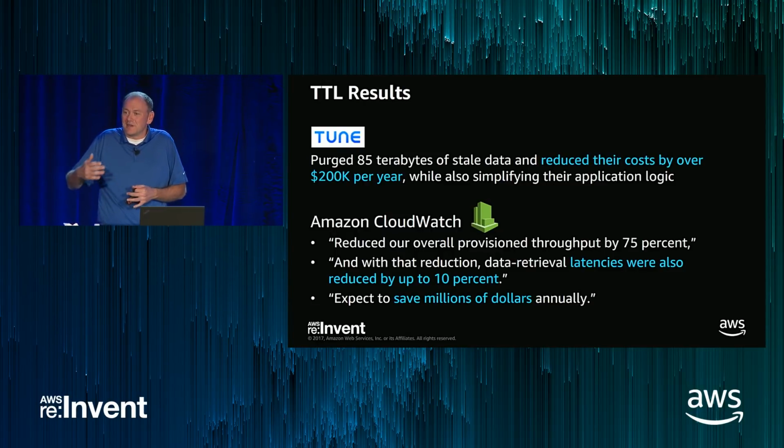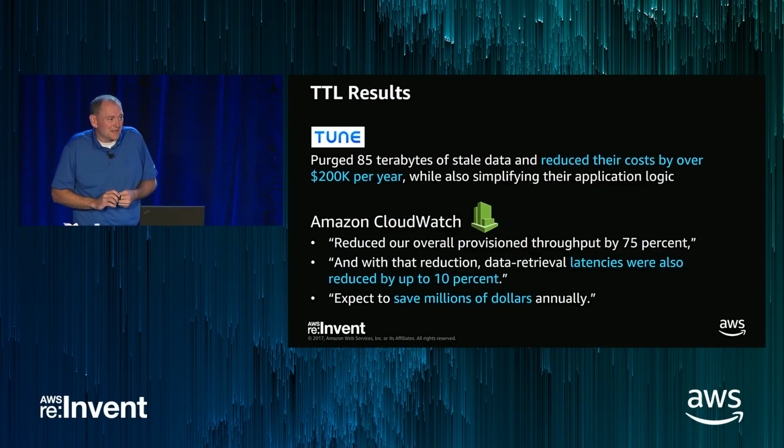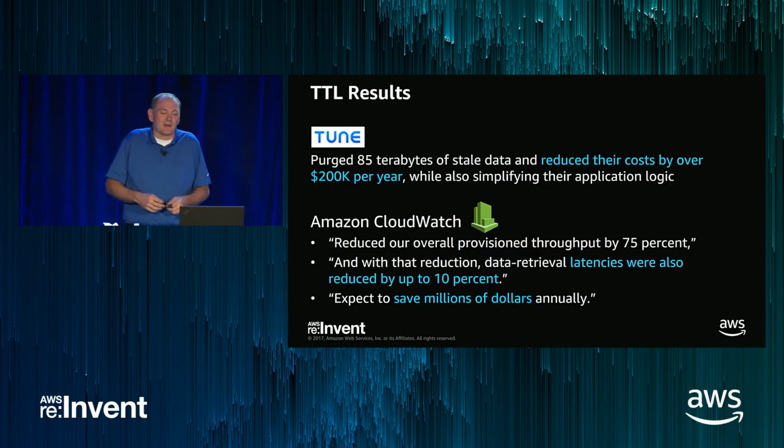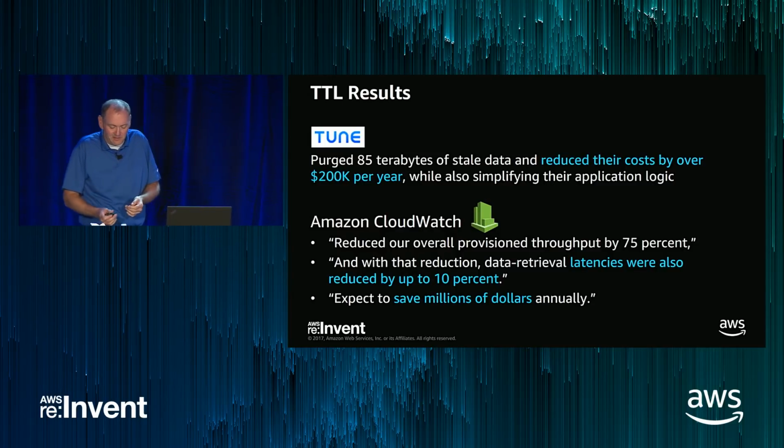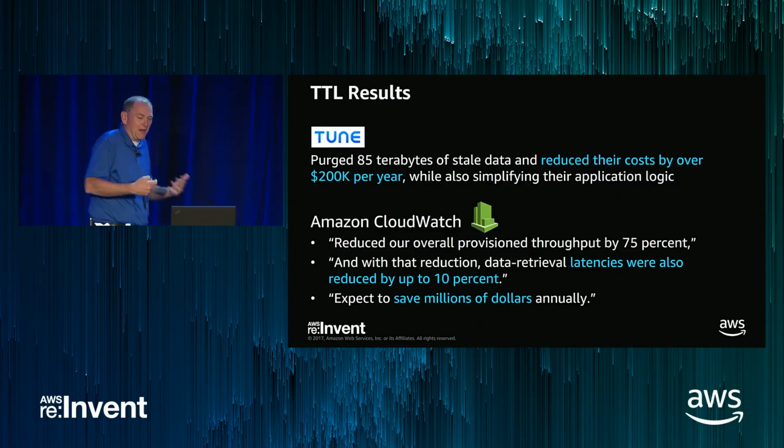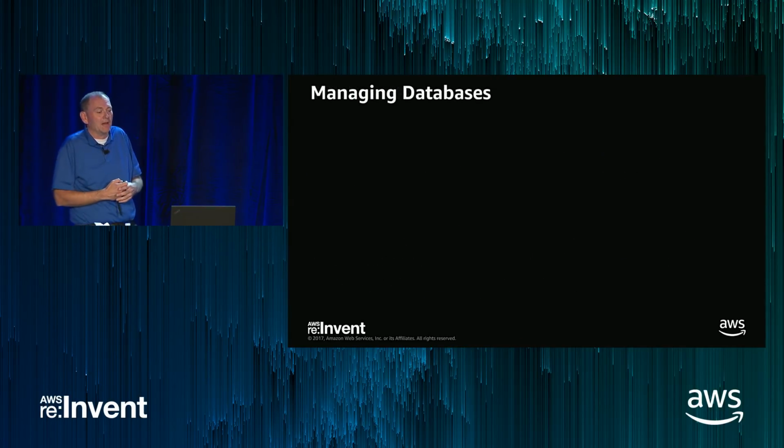And so they kept on increasing capacity, increasing capacity. Finally, they realized what was going on. They enabled TTL and reduced their provisioned throughput by 75%. Now they're going to save millions of dollars, right, for Amazon over the next year or two. So, huge features that allow you to dynamically scale the database both up and down.